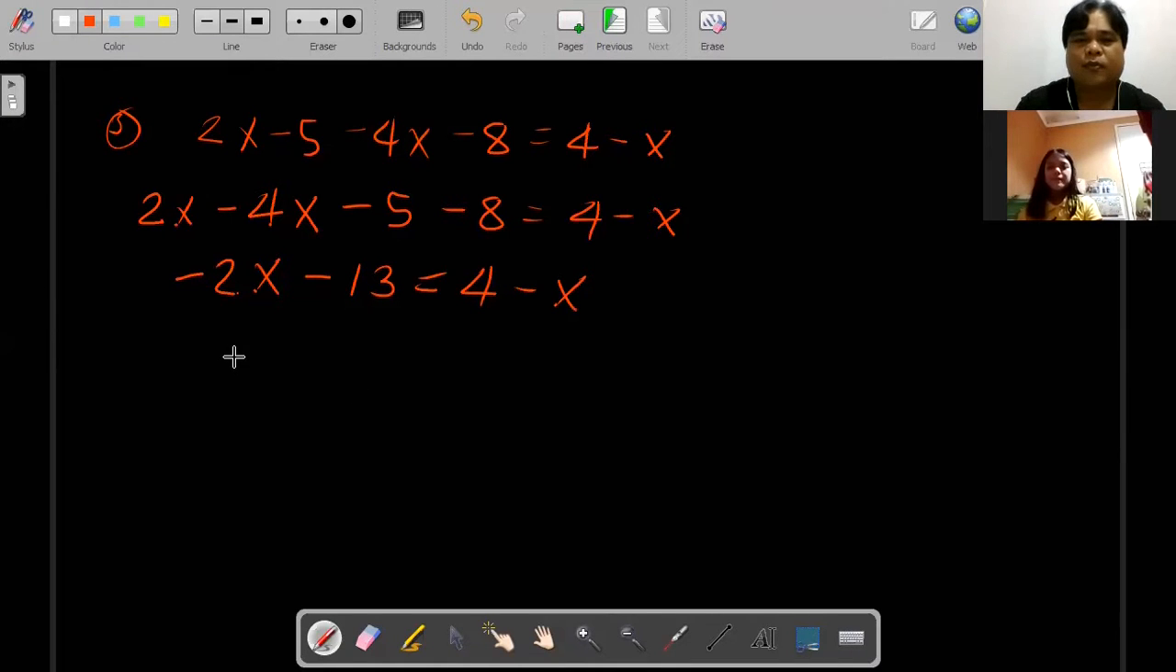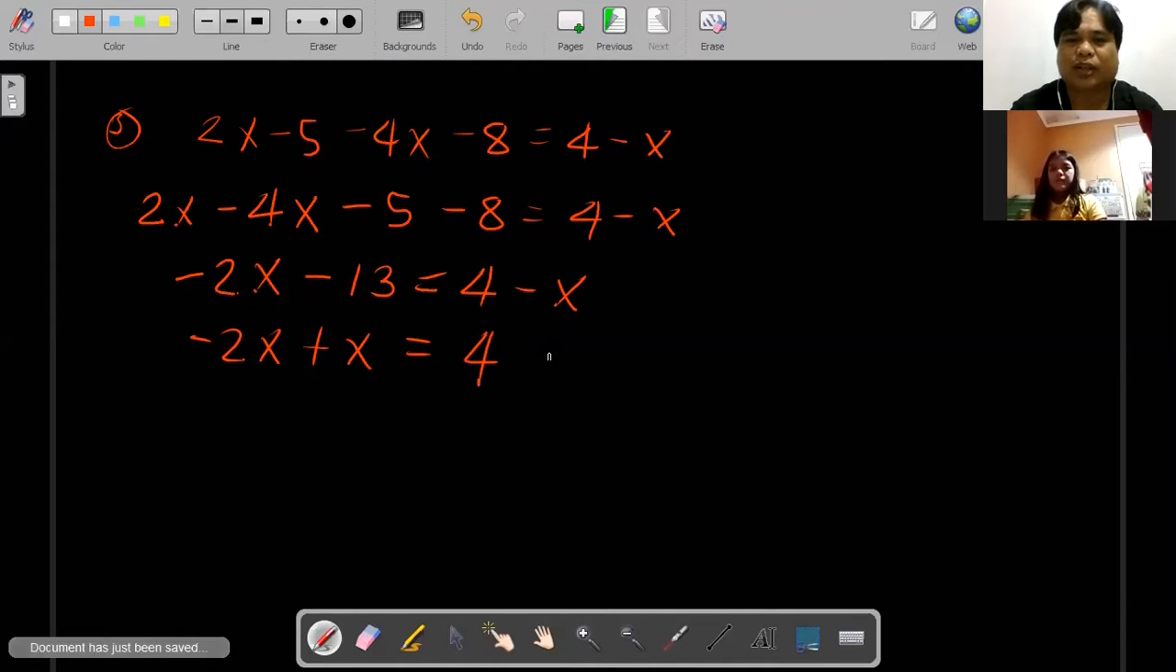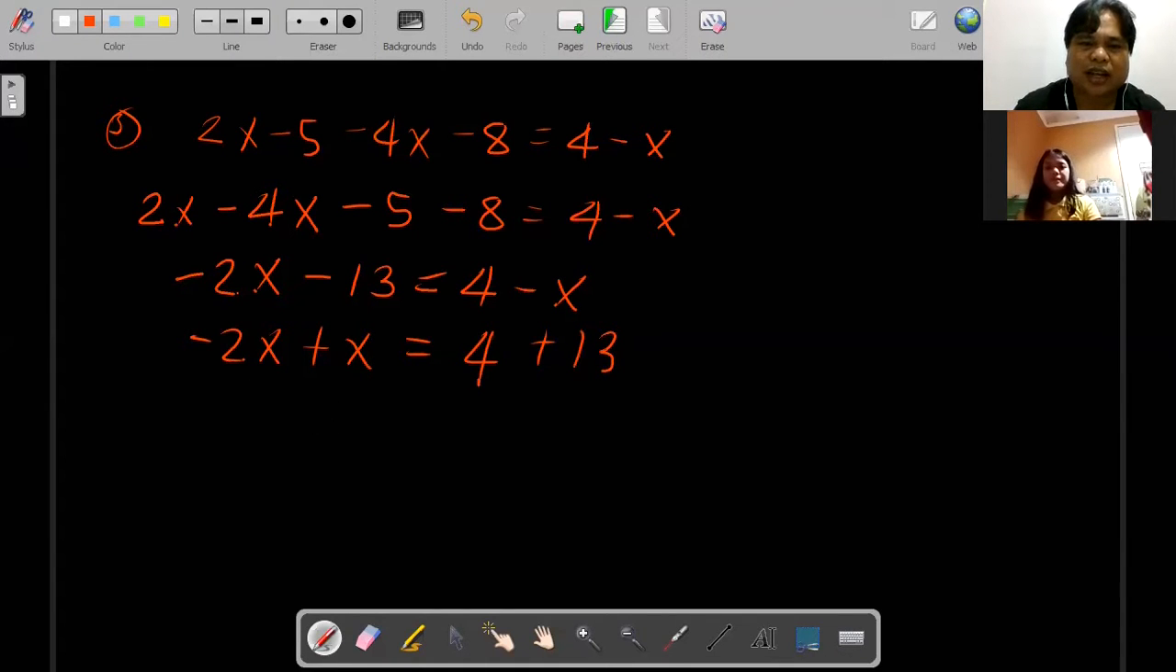So this time, we have reached the point wherein once again, we need to transpose. We combine the like terms, the ones with the variables and then the constant at the other side. So negative 2x, transpose the x here to the other side, it becomes plus x. And then you have 4. And then instead of minus 13, when you transpose it to the right, it becomes plus 13. So negative 2x plus x, you get negative x. 4 plus 13, you get 17.